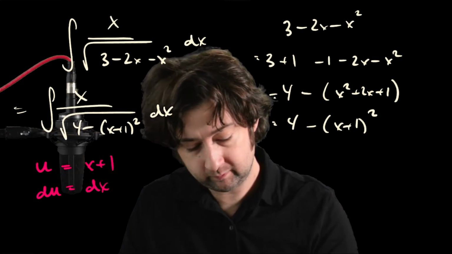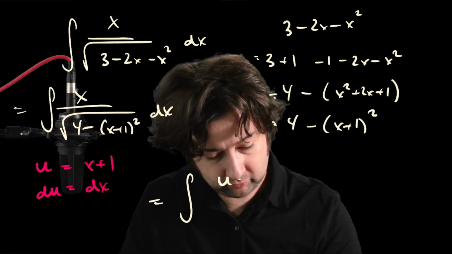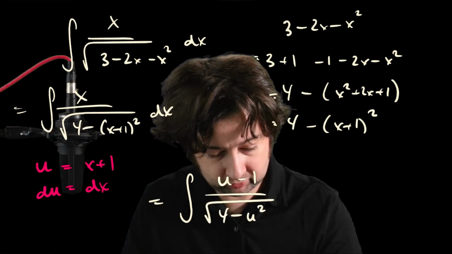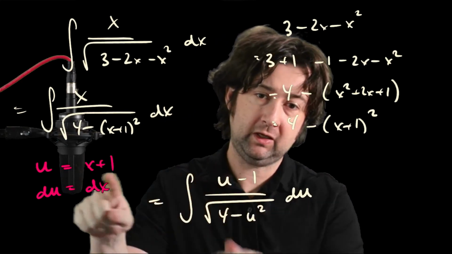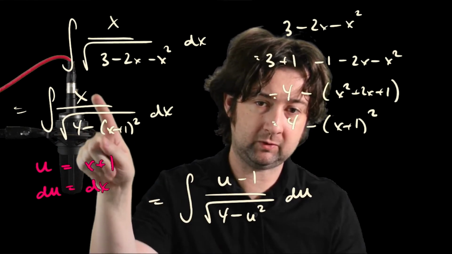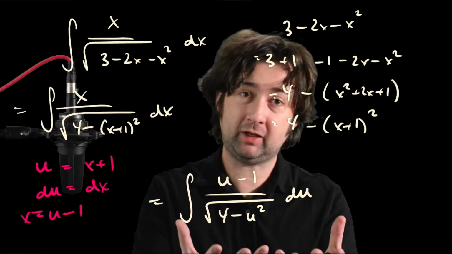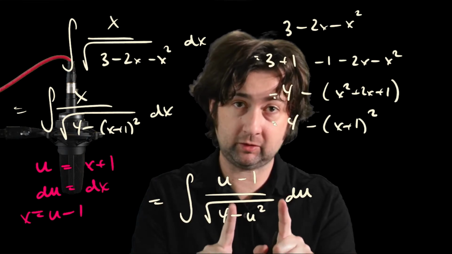After I do that, I get the integral of (u minus 1) over the square root of 4 minus u squared du. Now, where did the u minus 1 come from? It came from the fact that if u is equal to x plus 1, then x must be equal to u minus 1. Well, this is an integral I can use trig substitution on, because that is an inverse sine substitution. So what is the substitution that I want to make here?